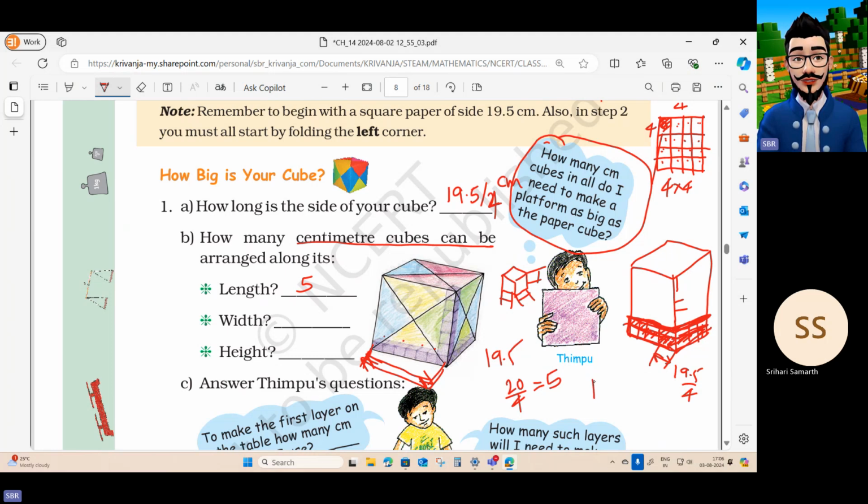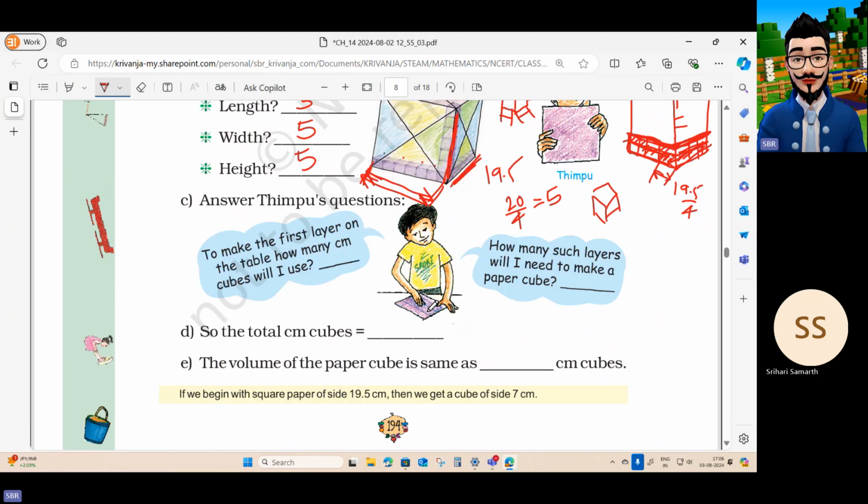So 1 centimeter cube will be of dimension 1 centimeter each, right? Yes. Okay. Along width, along this direction, how many centimeter cubes? 5. Along height? 5. Okay. Next, read.